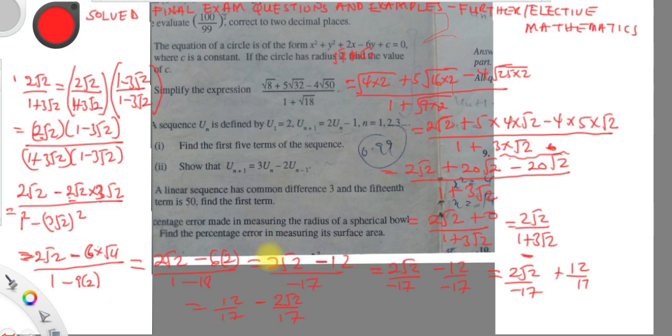If you send this one to the top, it will be negative. So at the end, if you come back to this, it is the same as 12 minus 2 root 2 all over 17. Here, you can send the negative up, so we get negative in brackets 2 root 2 minus 12, all over 17 positive. So this goes inside to make it positive 12, and negative 2 root 2, plus 12 all over 17.